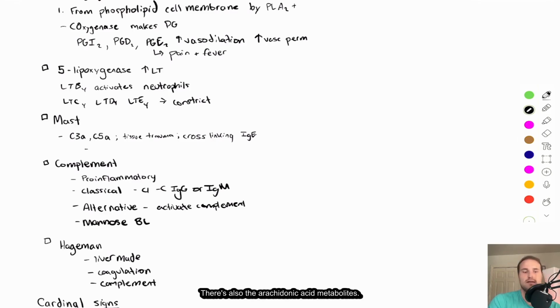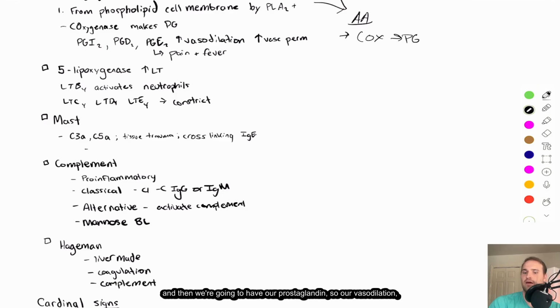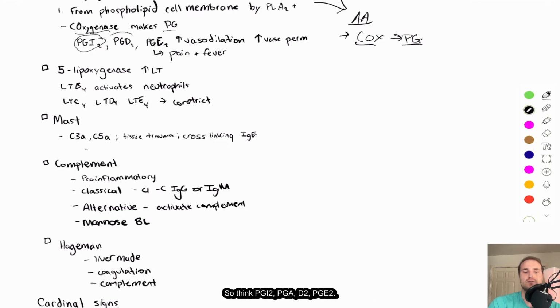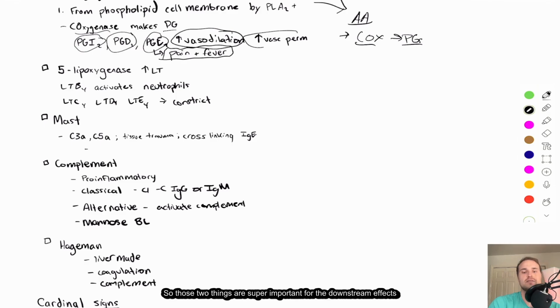There's also the arachidonic acid metabolites. This is where phospholipase A2 will free the arachidonic acid, then COX is going to get activated, and then we're going to have our prostaglandins, so our vasodilation, our permeability, and we're going to have pain and fever. All right, so A2 frees arachidonic acid to cause this COX pathway to activate. Then COX is going to make your PGs, so think PGI2, PGD2, PGE2. PGE2, you think pain and fever, and all of these are going to mediate vasodilation and also increase vascular permeability. Those two things are super important for the downstream effects of your arachidonic acid metabolites.